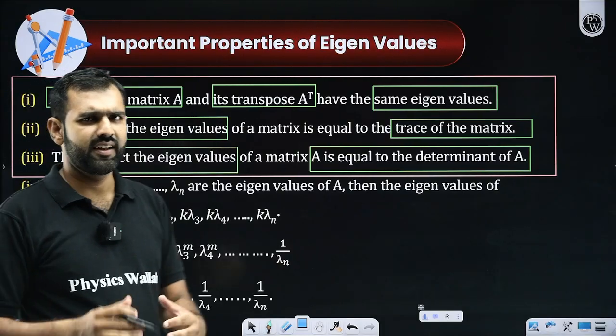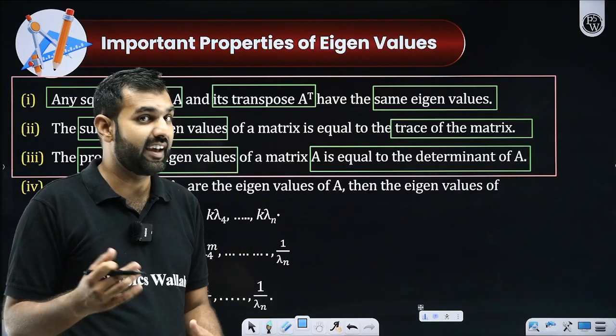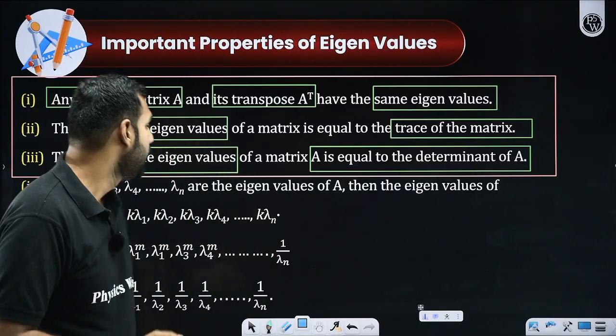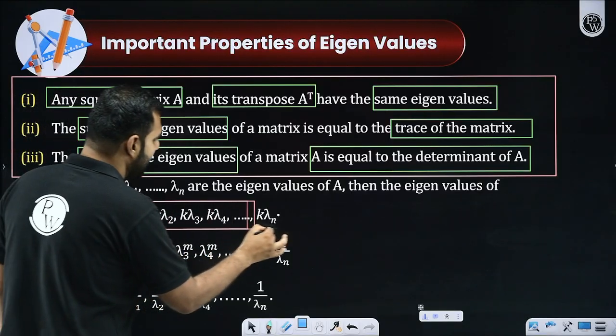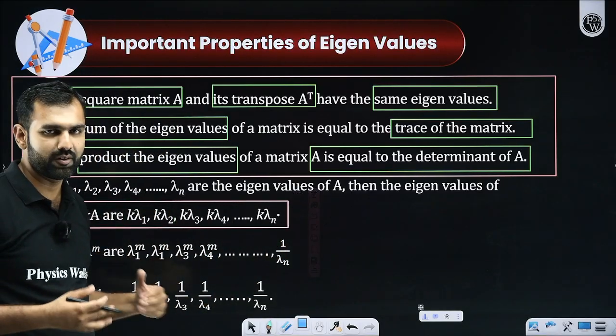Let's say there is an n by n matrix, 3 by 3 or 2 by 2. If it is n by n, it will have n eigenvalues. If it is 3 by 3, it will have 3 eigenvalues. If it is 2 by 2, it will have 2 eigenvalues. So any matrix which is k, a scalar, times that matrix will have eigenvalues k lambda 1, k lambda 2, k lambda 3 and so on.